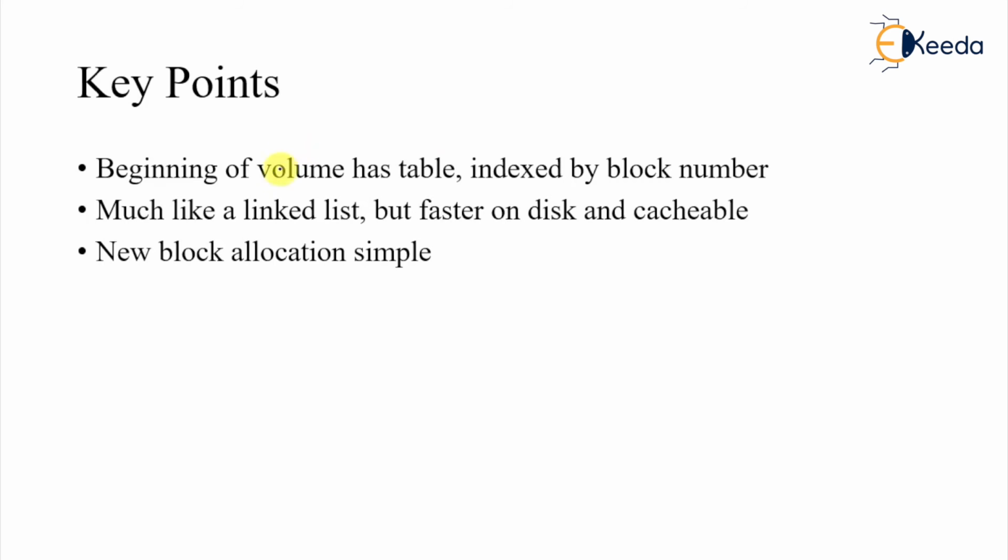So the key point is that the beginning of the volume has a table indexed by the block number, much like a linked list, but faster on the disk and cacheable, and new block allocation is simple. This is the key point for FAT, the file allocation table.